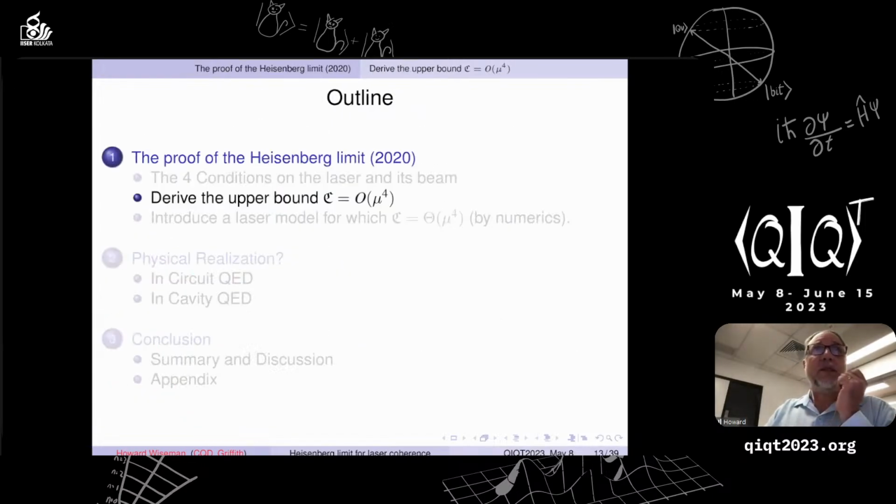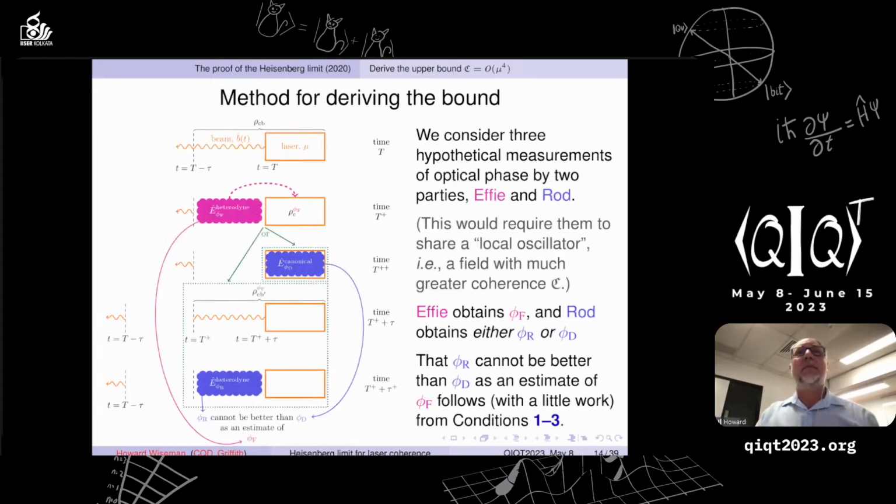Given all that, we can derive an upper bound, showing that the maximum possible coherence which can be achieved is of order mu to the 4. Given the time, I will skip the details, but the actual proof is done in a way that was surprising to me. I didn't imagine originally that we'd do it this way, but essentially we apply results from quantum metrology. It's a very quantum information-type argument in that we imagine various parties who have various tasks to do, and they've got this laser, and they can make choices about what to do, and we can put bounds on things.